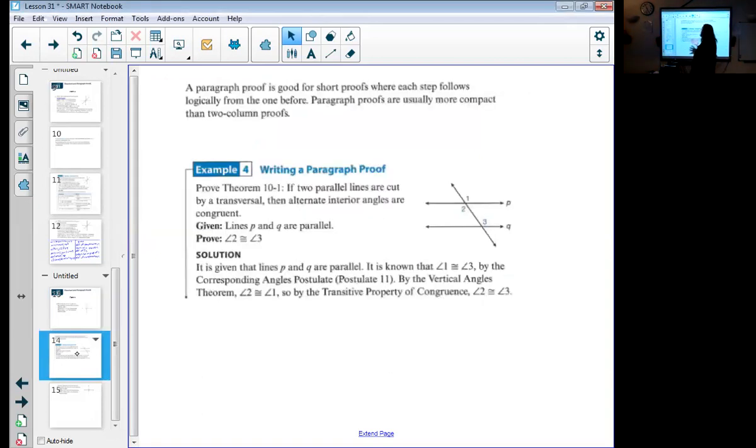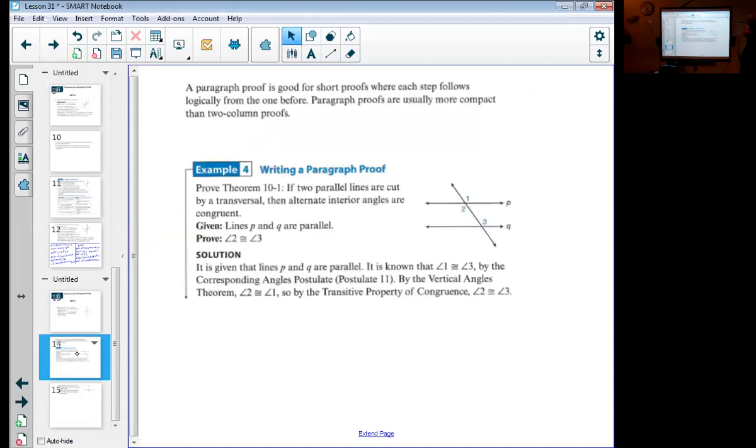So now we are talking about paragraph proofs. A paragraph proof is good for short proofs where each step follows logically from the one before. Paragraph proofs are usually more compact than two-column proofs. Here it's asking us to prove theorem 10-1. If two parallel lines are cut by a transversal, then alternate interior angles are congruent. You are given that lines P and Q are parallel. You're trying to prove that angle 2 is congruent to angle 3.